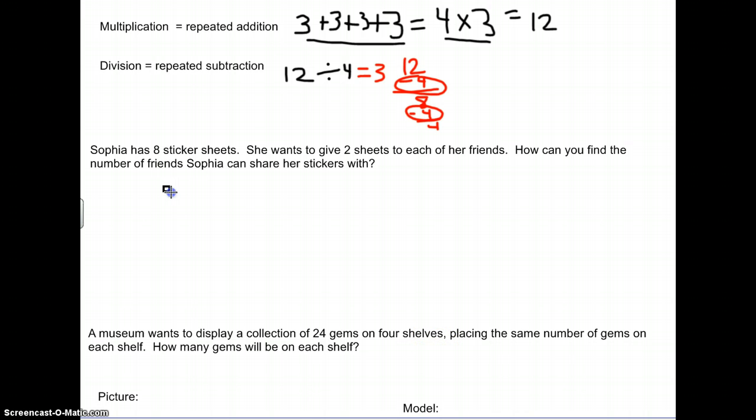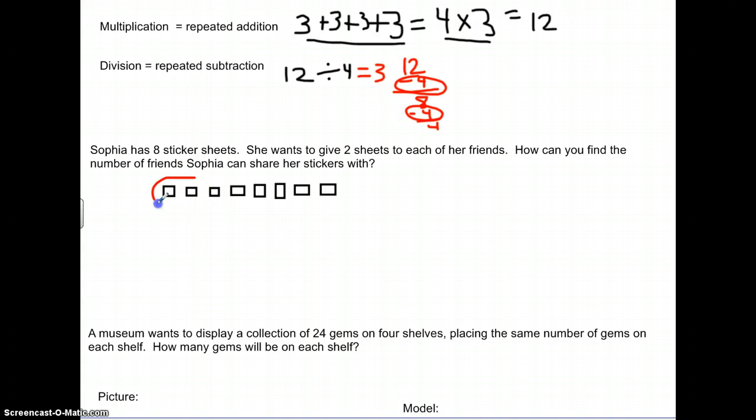So let me draw 1, 2, 3, 4, 5, 6, 7. I have 8 sticker sheets. The idea is that they would all be exactly the same, but Mrs. Johnston's picture didn't show up the same. So say we have 8 sticker sheets, and she wants to give 2 sheets to each friend. How many friends can she give them to? Well, there's 8 sticker sheets. All I drew is just some sort of picture to represent that.